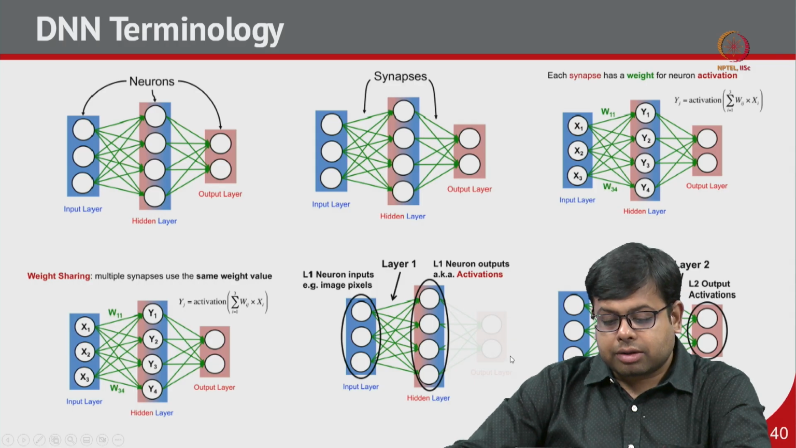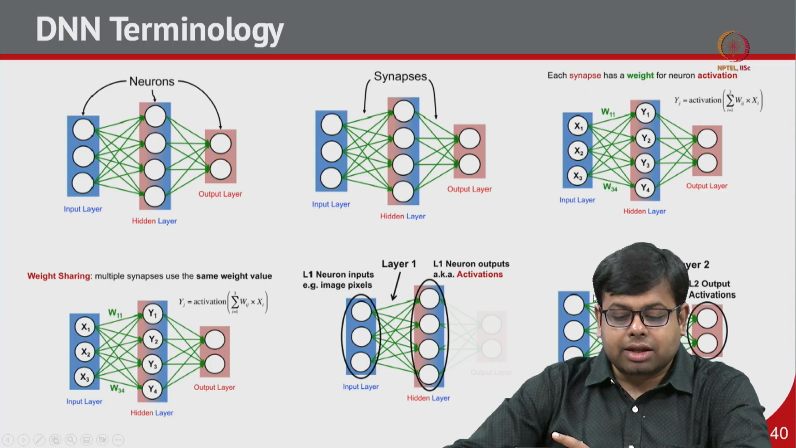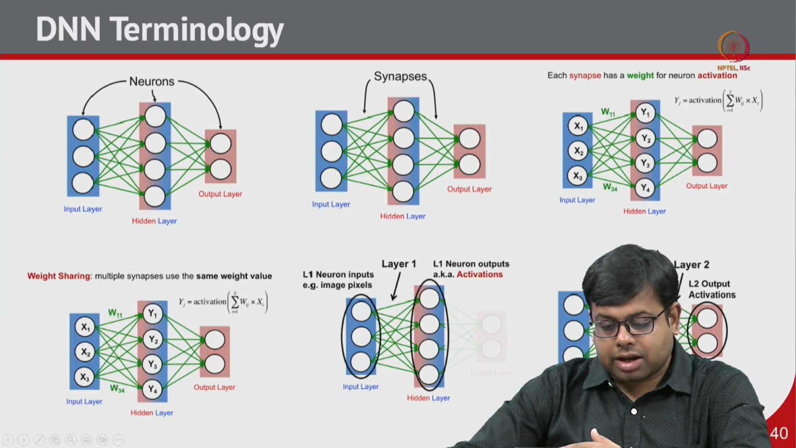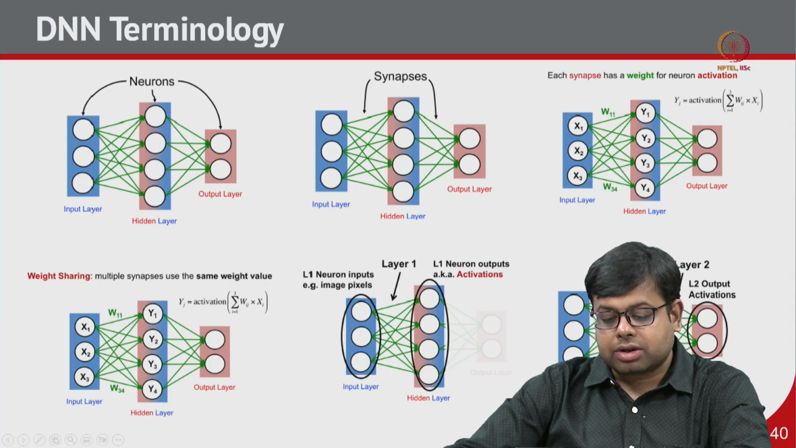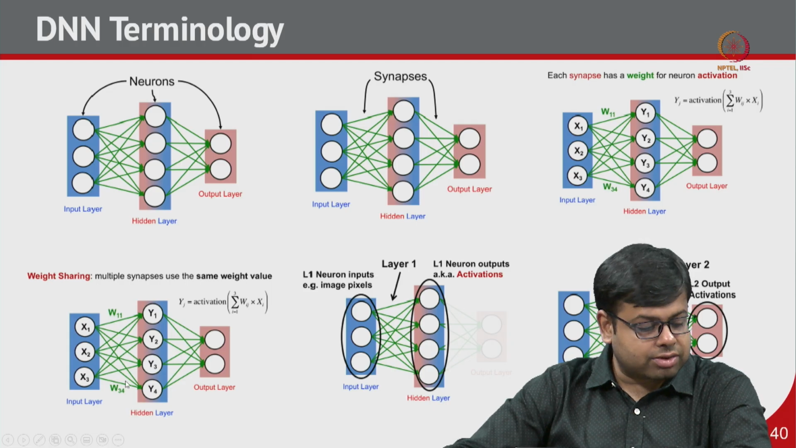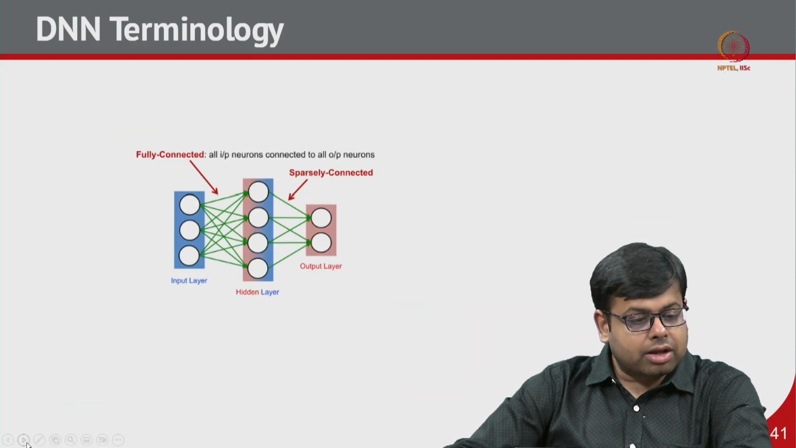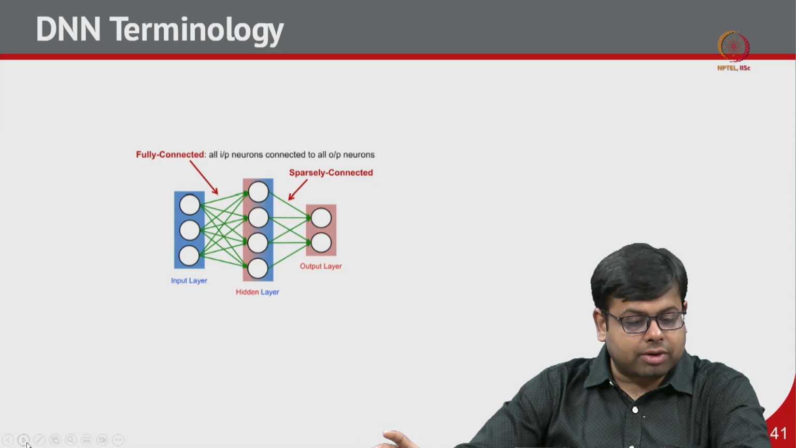Similarly, if we have layer 2, then these particular neurons are called L2 input activations and these particular neurons are called L2 output activations. Okay. Now, let us see some more terminology.